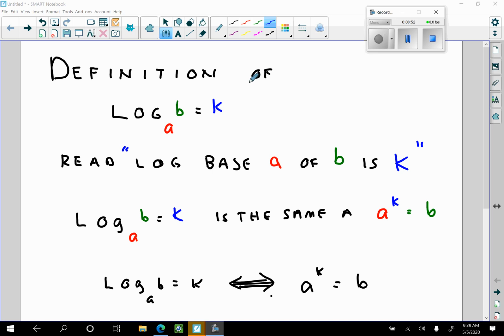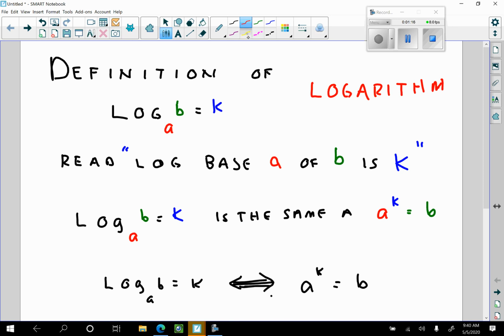So what we're doing is the definition of log base A of B is equal to K. This is called a logarithm. And it's just a way, what is a logarithm? It's a way to write an exponential equation. So let's break this down.